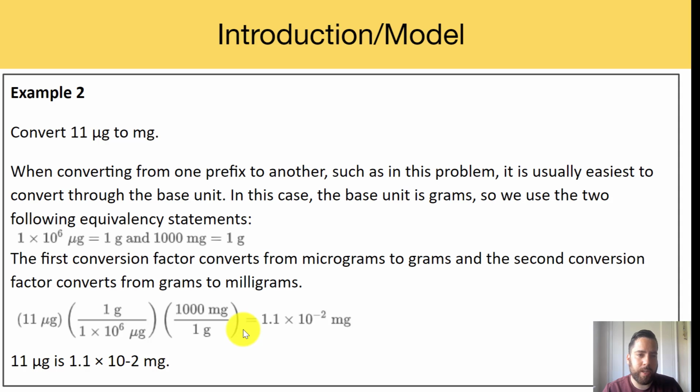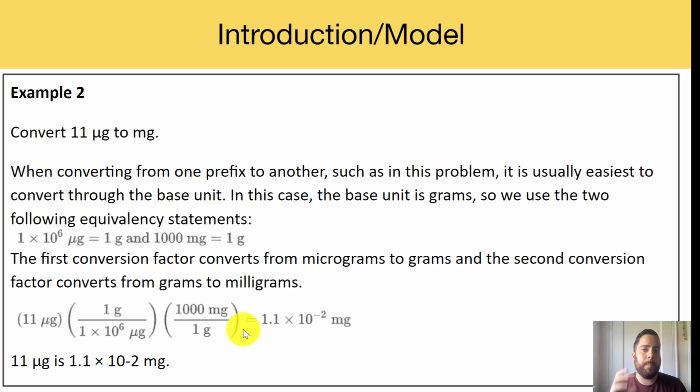Let's look at another example. Let's say we wanted to convert 11 micrograms to milligrams. Micrograms are smaller than milligrams. You can confirm that, it's lower on our prefix chart. So we're converting to a larger unit. When converting from one prefix to another, such as in this problem, it's easiest to convert through the base unit. So what does that mean?